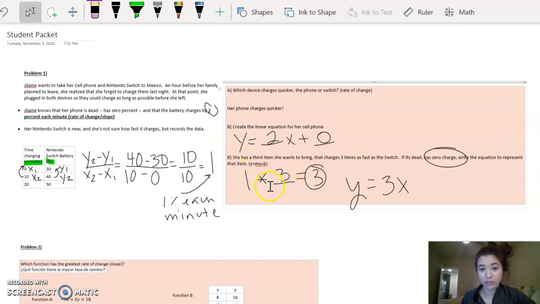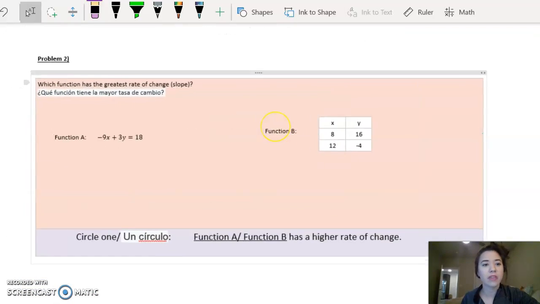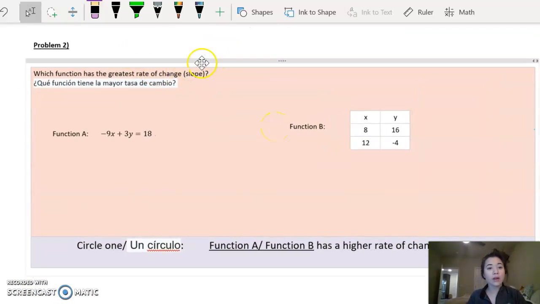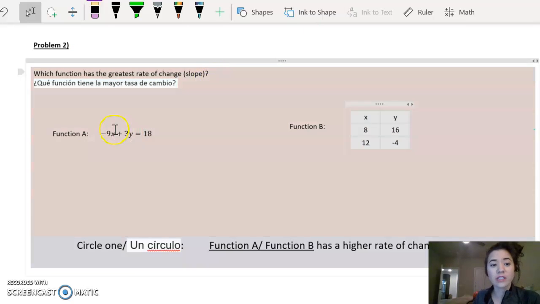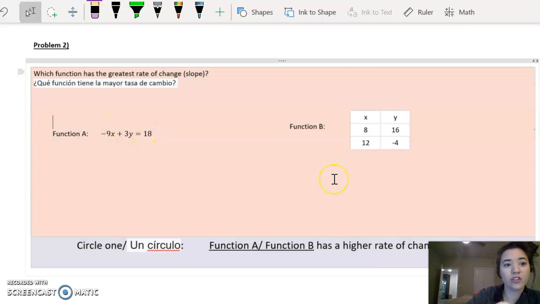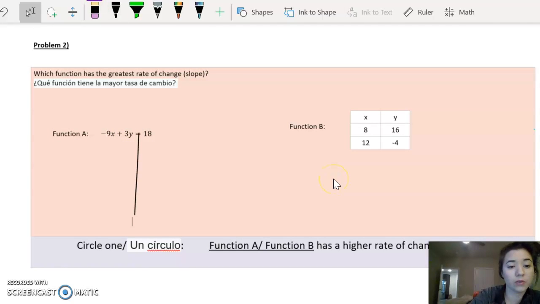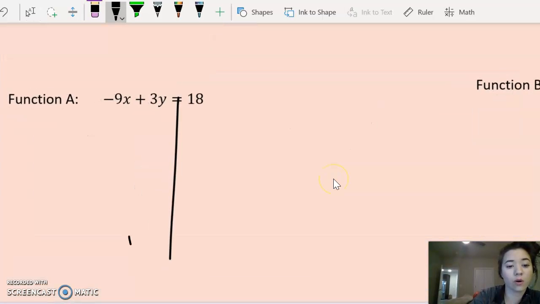Okay, so that one is now done. Well done. Again, this is just like number 1 in the independent practice. Let's go on to the next one. Now we have which function has the greatest rate of change, the greatest slope. So we have an equation and a table. So let's start with finding the slope from my equation. First thing we need to notice is that it's in standard form. So we need to change that to slope-intercept form, which means we just need to solve for y.